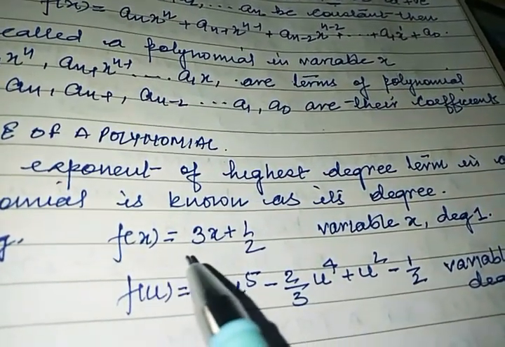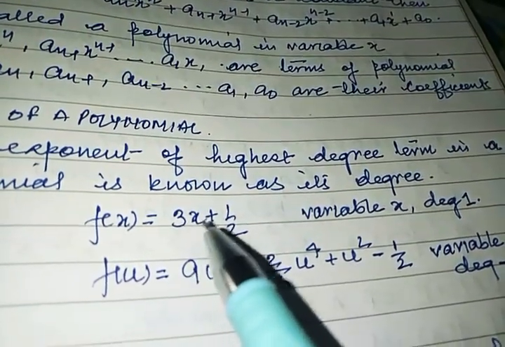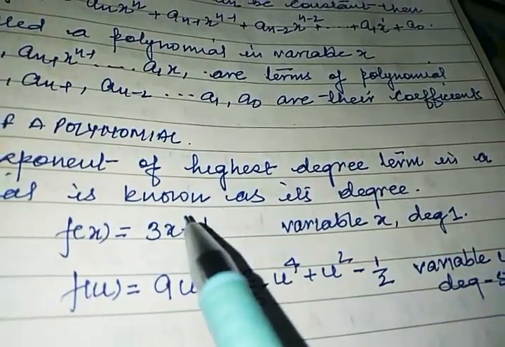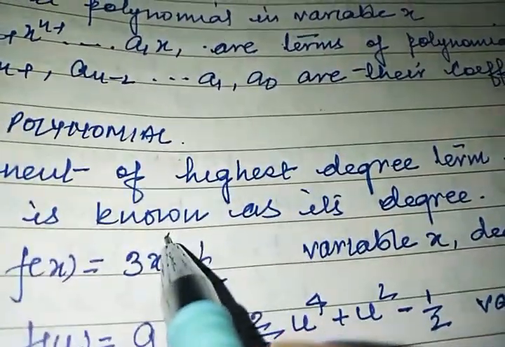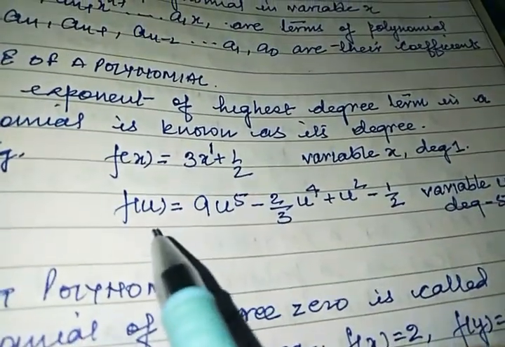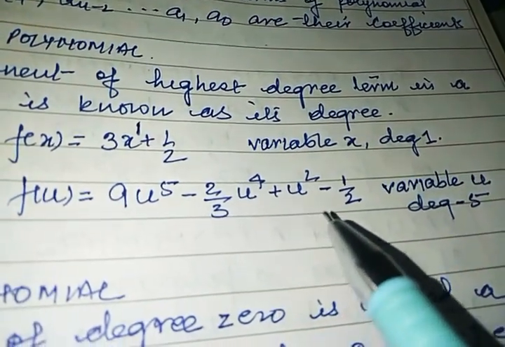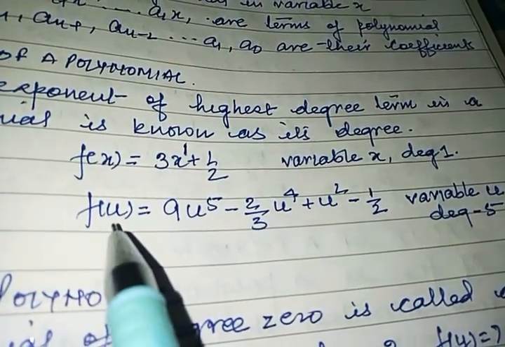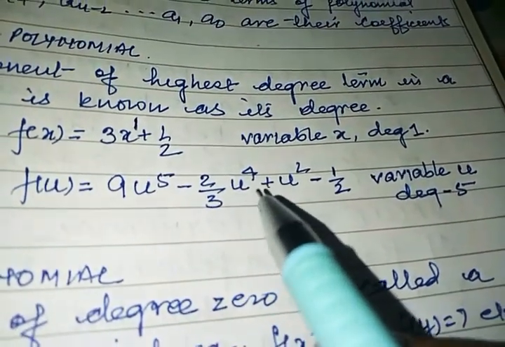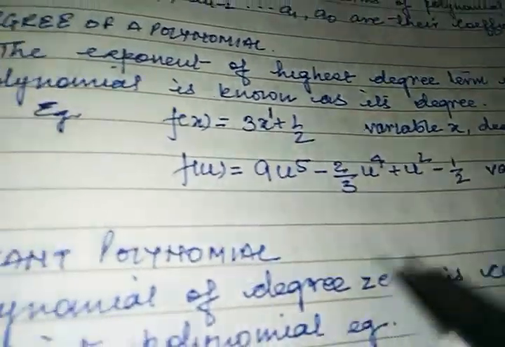Suppose we have f(x) = 3x + 1/2. So here it is running in x, see. So variable is x and degree will be equal to 1. The power will be 1. If nothing is given, then we write simply 1. Then next one, f(u) = 9u^5 - (2/3)u^4 + u^2 - 1/2. Here it is running in u. So the highest power of u is 5. Next are 4 and 2. So variable will be u and degree will be 5.